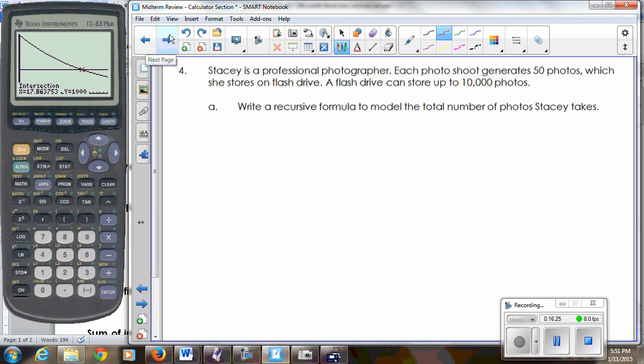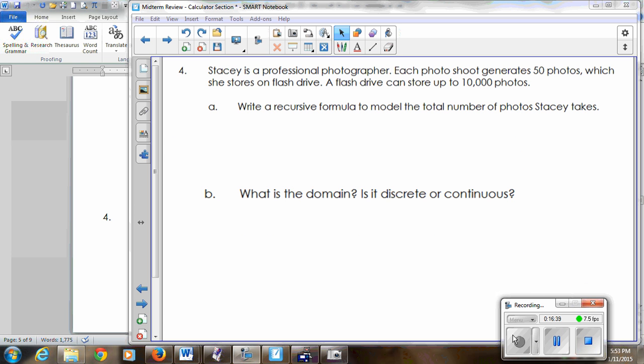Each photo shoot generates 50 photos, which she stores on a flash drive. A flash drive can store up to 10,000 photos. Write a recursive formula to model the total number of photos that Stacy takes. Okay, I just realized that part B of that question wasn't included, so I went ahead and included it. So it says to write a recursive formula to model the total number of photos that Stacy takes.